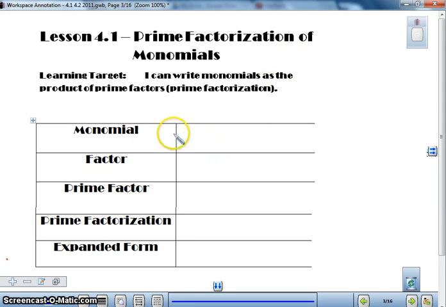Now, first thing you need to know is you should be filling in your notes. This is also in your book on page 178. And you also see page 177 is where you're going to see prime factors and prime.